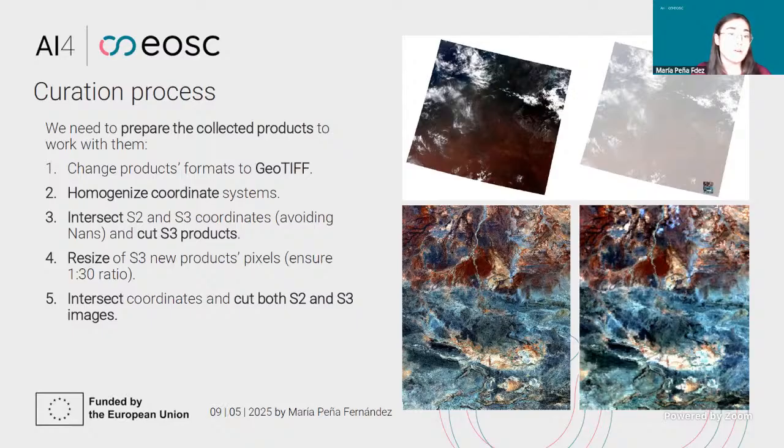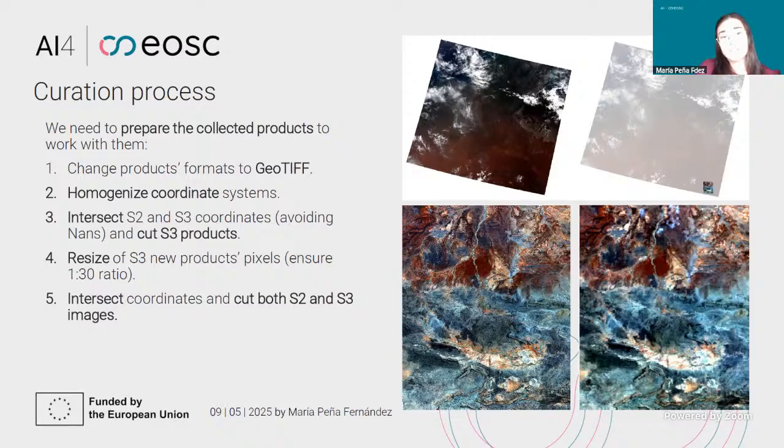So we went through a preprocessing stage. The first step was to change the format of these products to GeoTIFF, which is a much more usable format and easy to work with in Python, and also with some other programs that we used to check the images. Then we homogenized the coordinate system of both images and intersected the coordinates, taking special care of those no-data values that could appear somewhere and cause problems in the future.